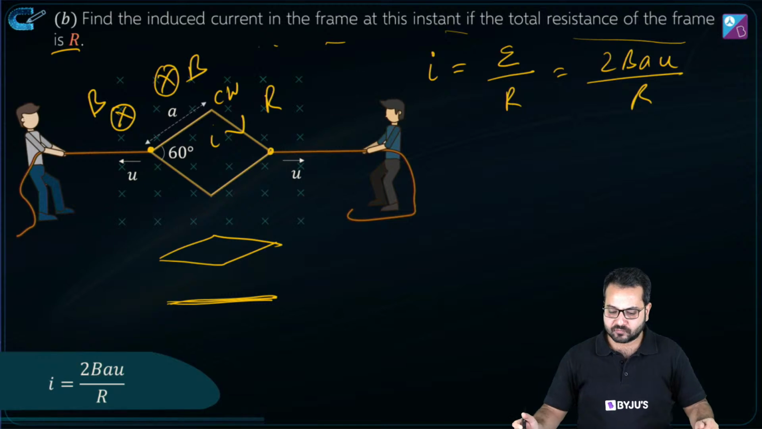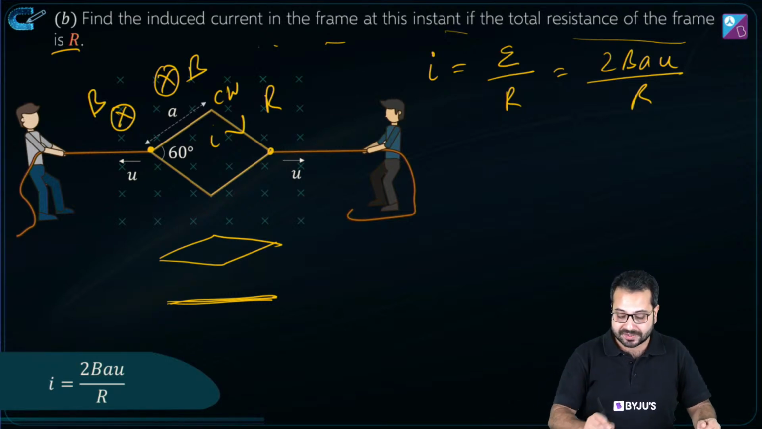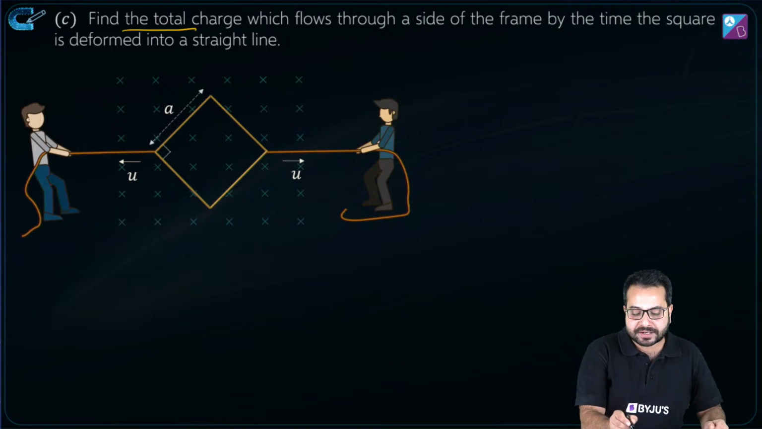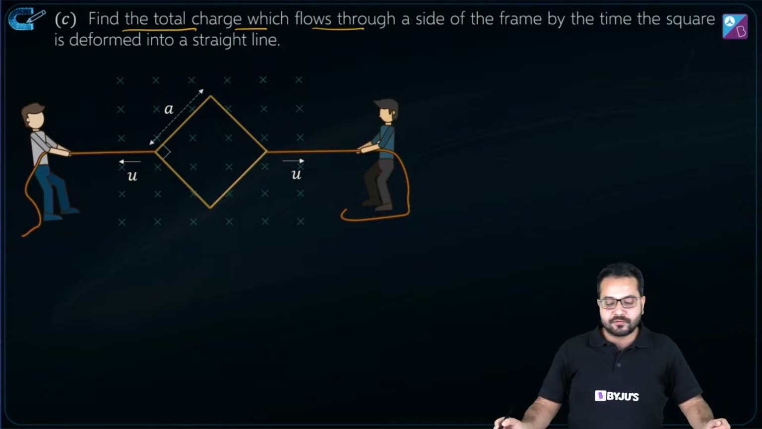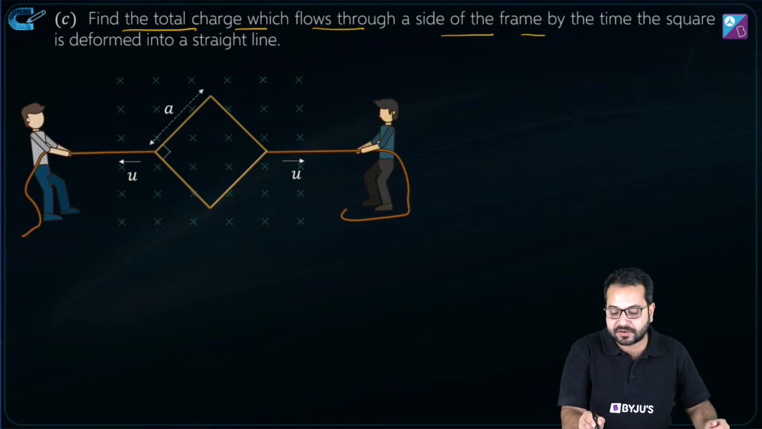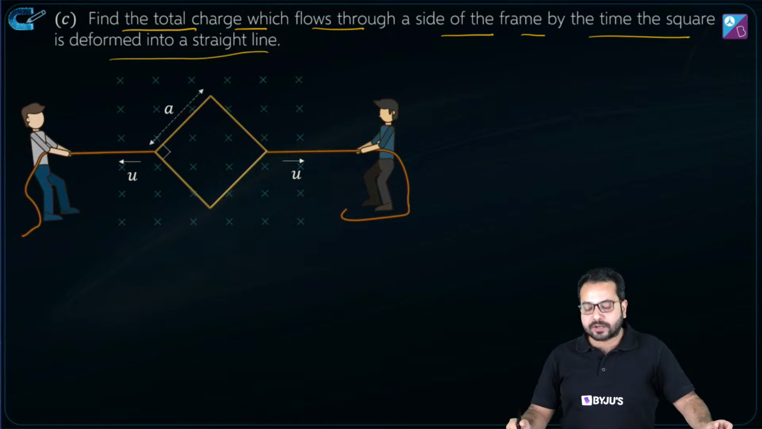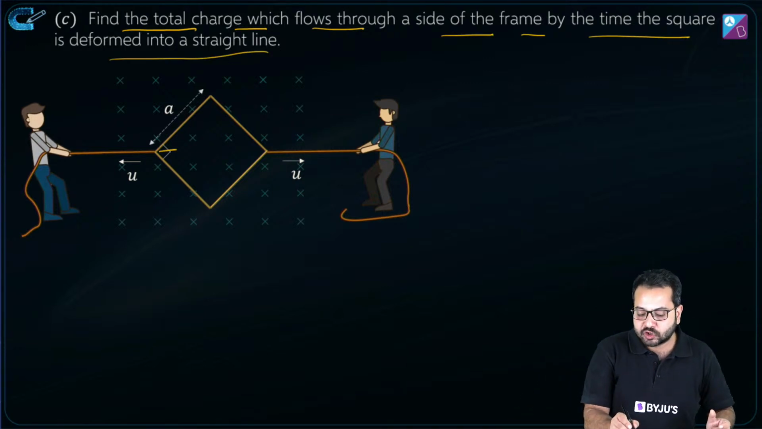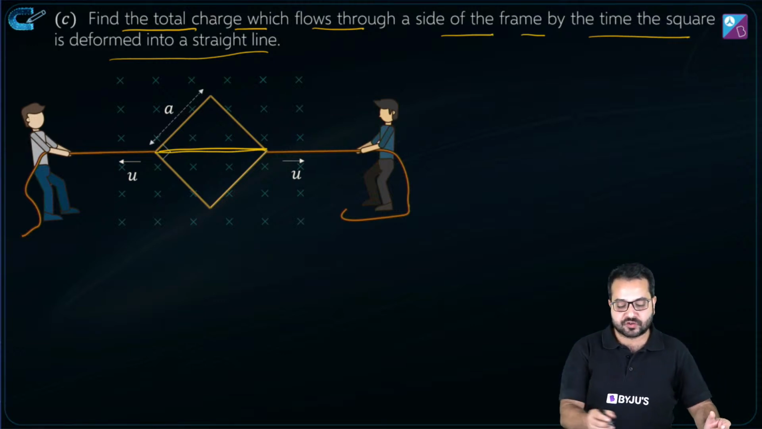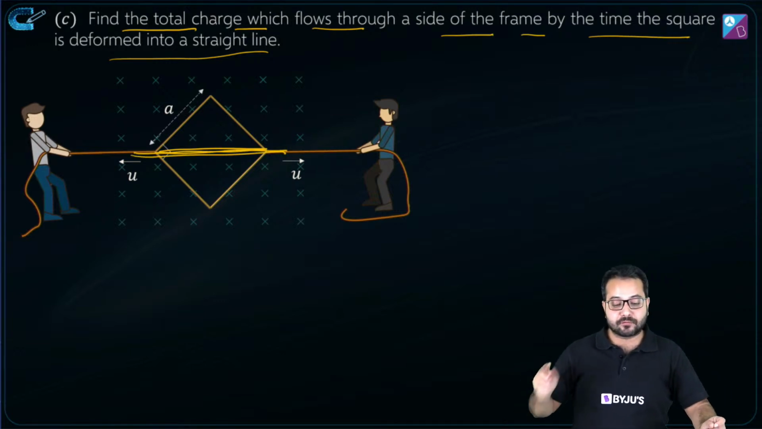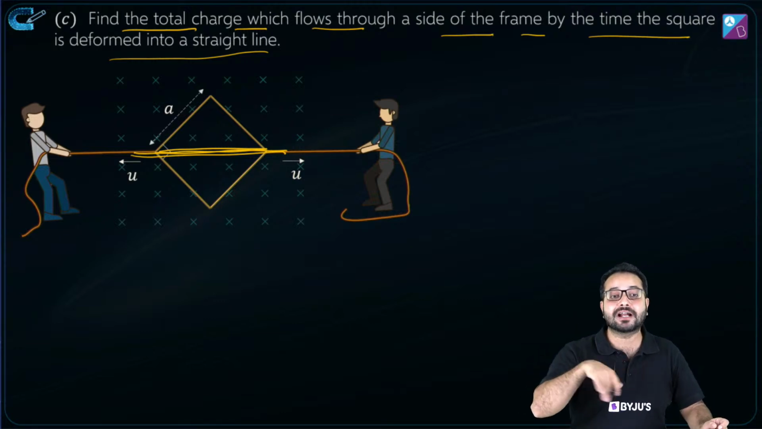Alright, perfect. So now let's move to the next part of this question. What is the next part of the question? We have to find out the total charge which flows through a side of the frame by the time the square is deformed into a straight line. At one instant this square is going to get deformed into a straight line like this, and we have to find out what will be the charge that has flown.